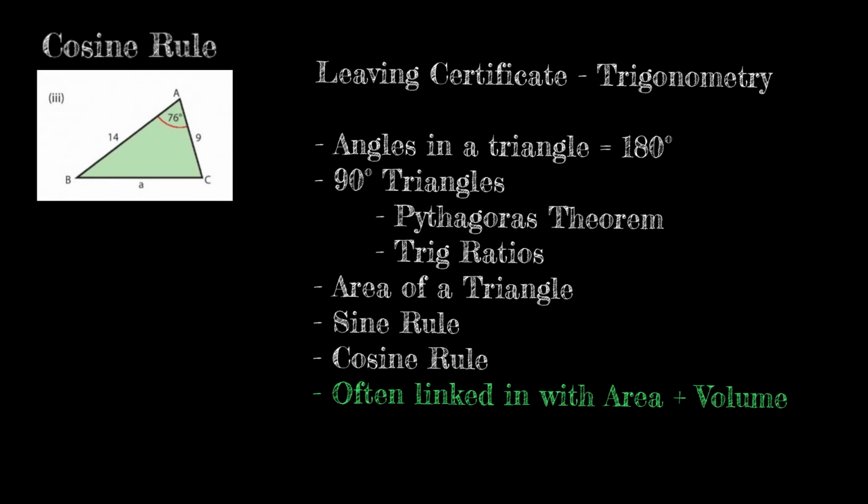We'll start off here by looking at the cosine rule, okay? So far we've looked at trigonometry, and we've looked at the angles in a triangle equal 180 degrees. We've looked at right angle triangles, so if you have a right angle triangle, you can use Pythagoras' theorem, you can use trig ratios.